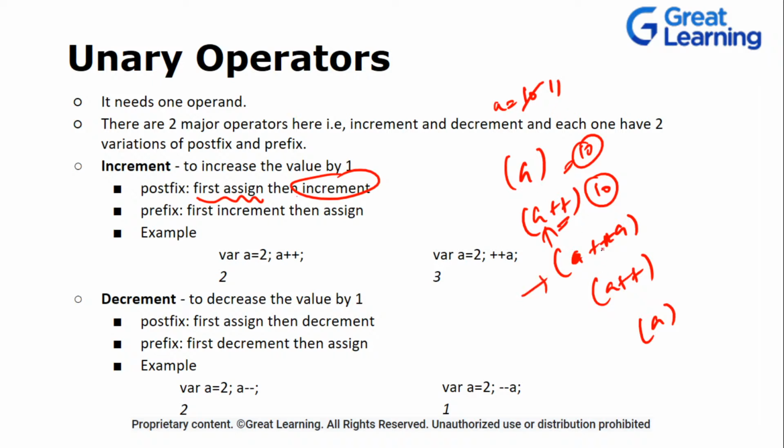In the next step, it was plus plus A. That means incremented first. So it was incremented to 12 and then assigned, so the value printed is 12. Similarly, here it was first assigned the value, so the value is 12. And in the next step, once it is assigned, increment it. So the value was 12 over here, and in the next step the value is 13. So this is the output.